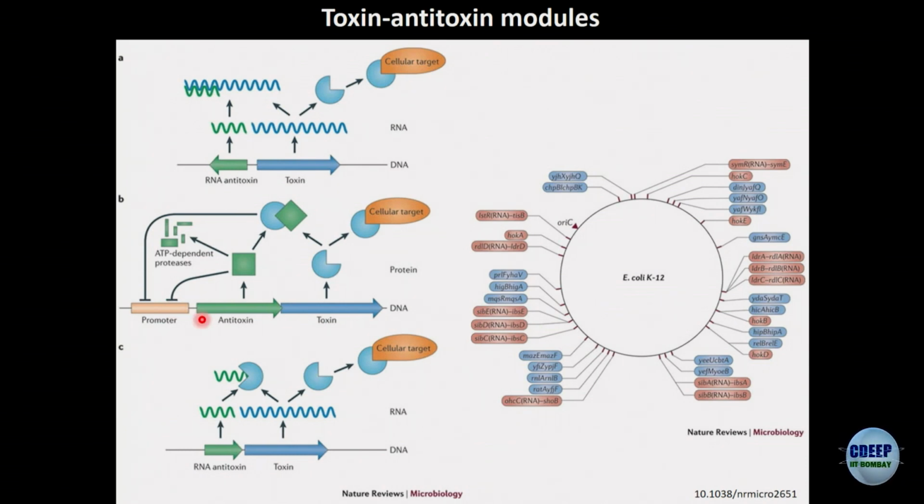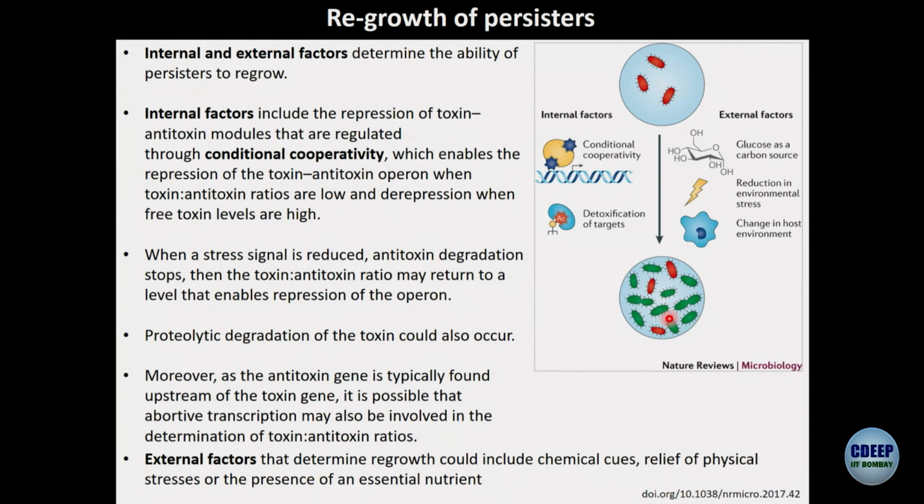Right? So these are the different ways and these are the different means that can happen. Okay. So how, if at all, we regrow the persisters, how is that happening? How can that go back to that original level? It is generally controlled by two factors, internal factors and external factors. I am talking about, if at all we grow persisters, how that original population noise is going to get re-established. This is typically controlled by internal factors, in the name of what is called conditional cooperativity. What is conditional cooperativity?